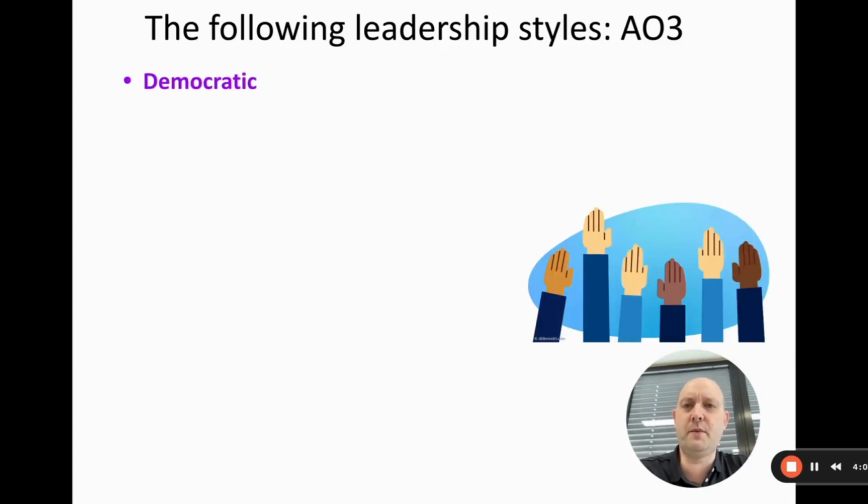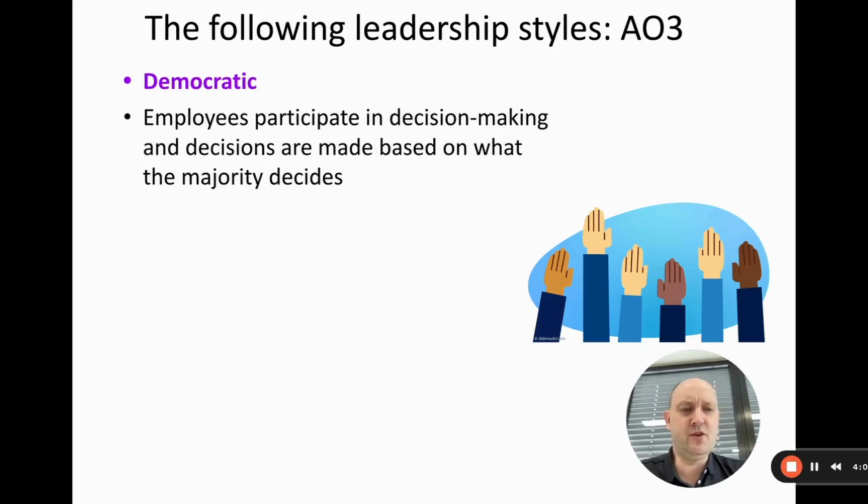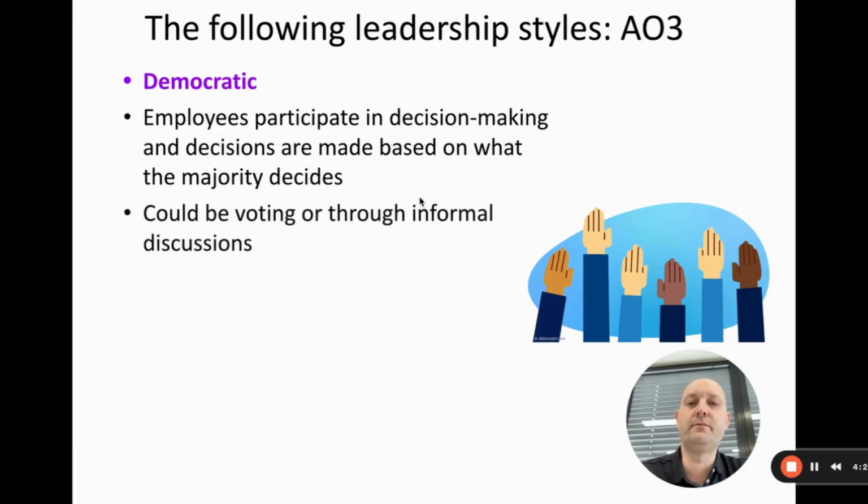So moving on to the next one, talking about employees not having decisions. Well, democratic is the reverse. Now here, employees participate in decision making. Decisions are made based on what the majority decides. So clearly this is related to politics, where we have a democracy. Democratic is effectively having a democracy within the organization. Now, how this works can depend on the situation.